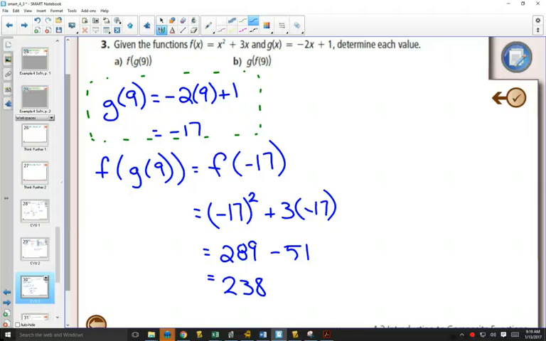What do you think is going to be bigger? F of g of 9 or g of f of 9? Well, we'll find out, I guess.